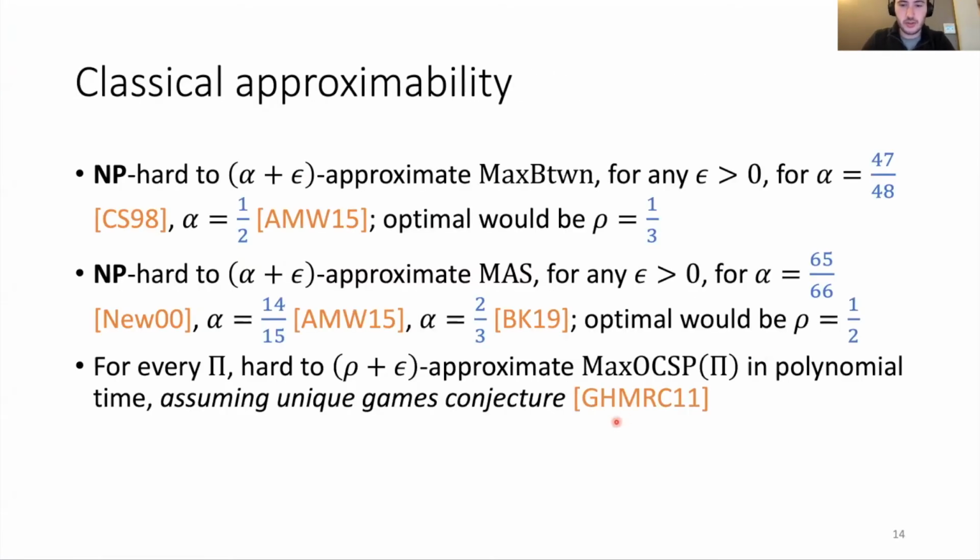We do know, due to this work of Guruswami, Håstad, Manokaran, Raghavendra, and Charikar, that for every constraint function pi, it's hard to get a rho plus epsilon approximation in polynomial time, assuming that the unique games conjecture holds. But without the unique games conjecture, the previous results are the best that we know how to do.